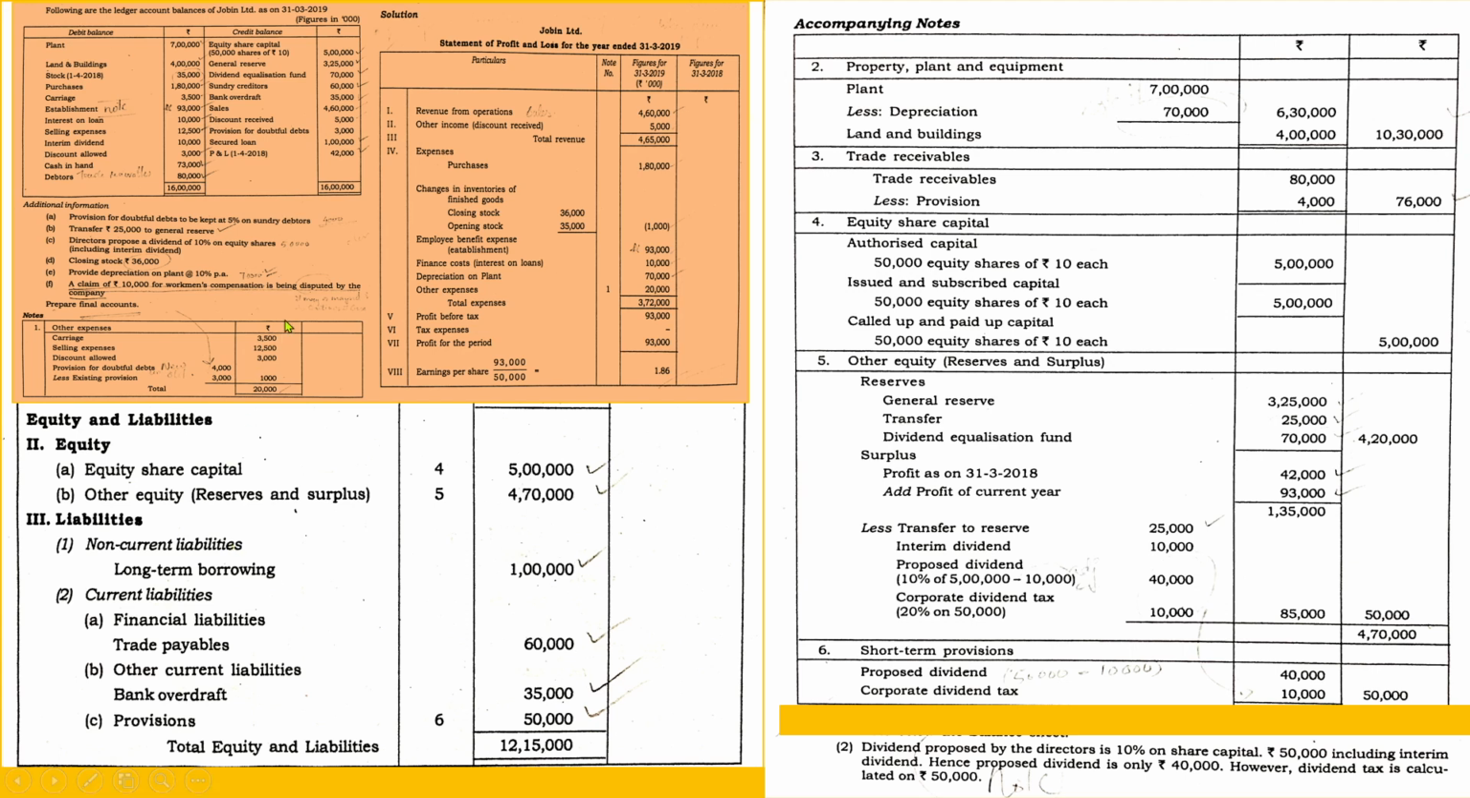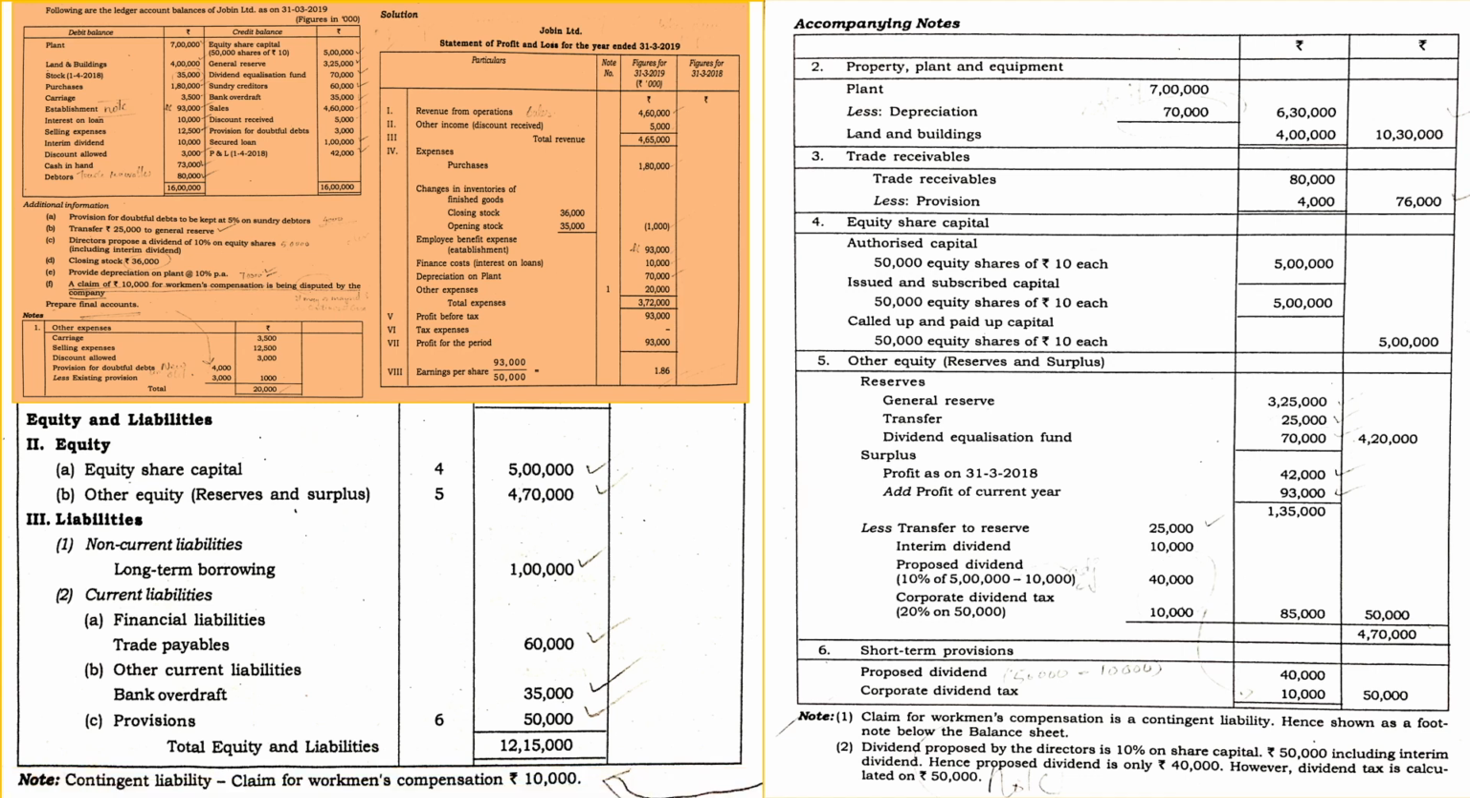Now finally we have one more item that we haven't dealt with anywhere, that is the last one, a claim of 10,000 for workman compensation. I have mentioned how that concept is dealt with. Claim of workman compensation is a contingent liability, hence it has to be shown as a footnote below the balance sheet. So how are we going to show a footnote? Once you complete the statement of financial position, that is after writing a line under the total of equity and liability, you have to write an additional note, that is, contingent liability includes claim for workman compensation of rupees 10,000. So this is how you have to deal with contingent liability.